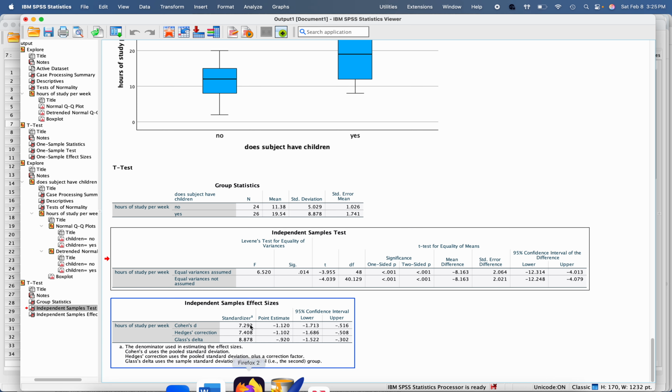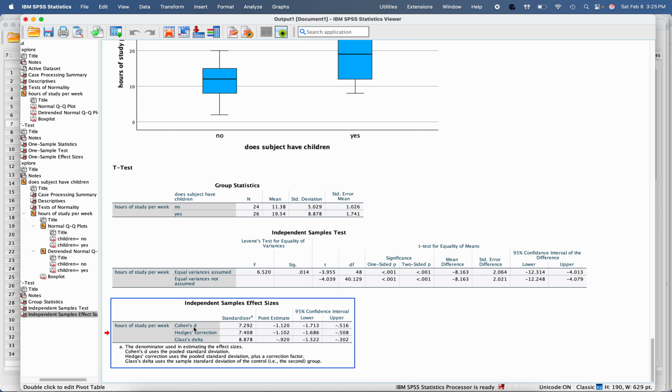And that is how you run your t-test. You will also note that I have a Cohen's d value. I want to look at the point estimate, and I would be able to utilize that to get to the effect size. So that is utilizing SPSS to conduct an independent samples t-test.